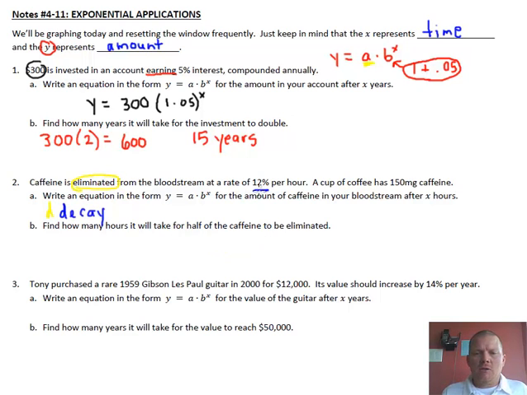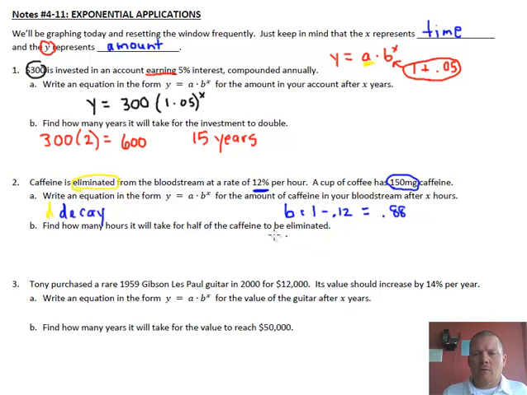My rate is 12%. So to find my B, I'm going to do 1, in this case since it's decay, minus 0.12. Hopefully you don't need your calculator, but if you do, just put that in, 1 minus 0.12, and you should get 0.88. So my equation is going to have 0.88 in for B. Now the next thing is I need the initial amount for my y-intercept, and that's 150 milligrams.